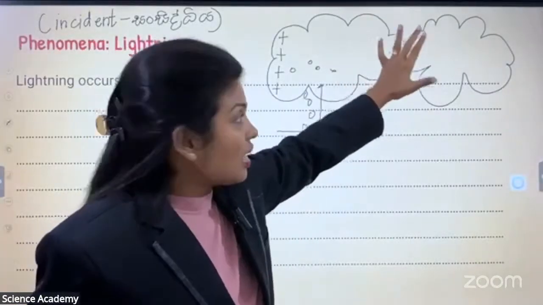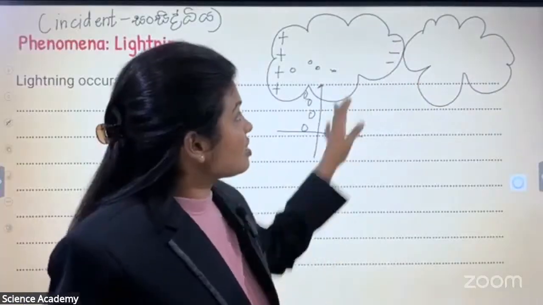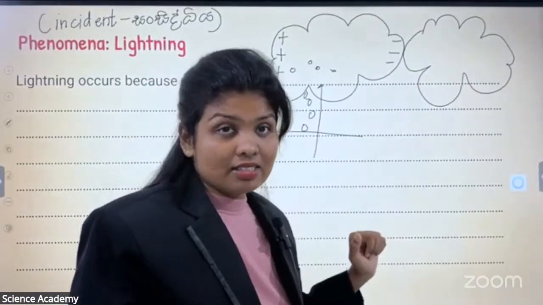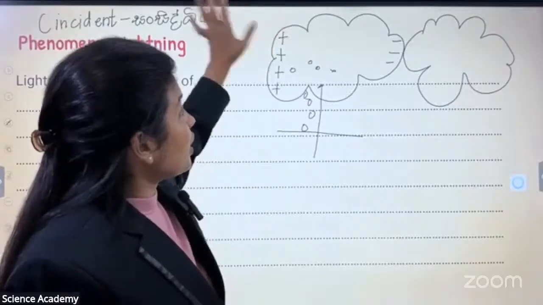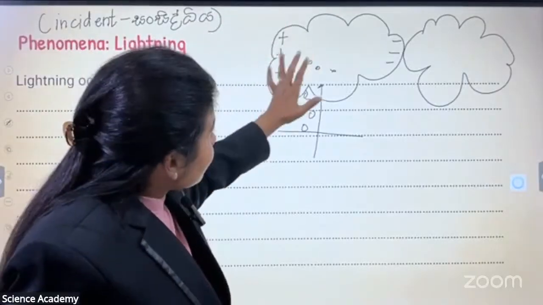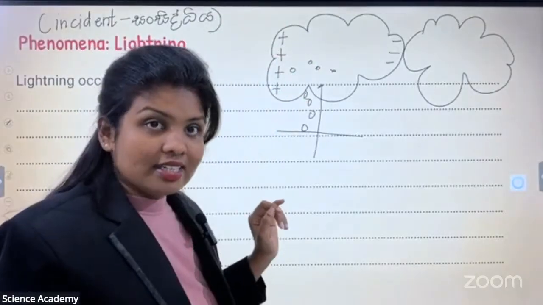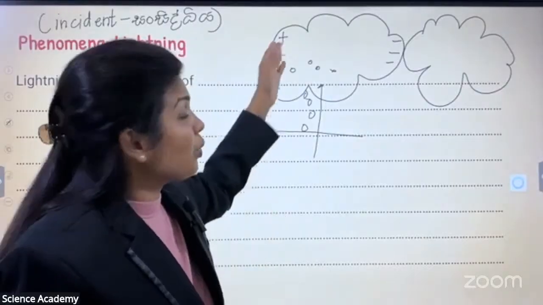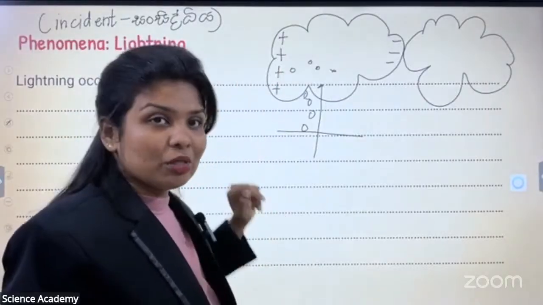When excess electrons are coming, this area becomes negatively charged. When more electrons are going out, that area is positively charged. It does not mean that no electrons are there in the positive area.